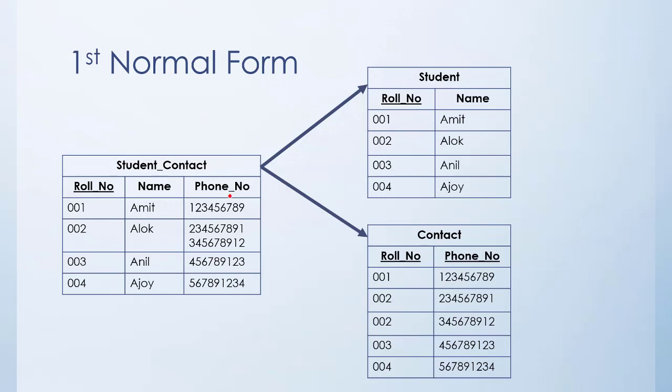So for each and every contact or phone number, a row will be present, and in this relation the roll number along with the phone number will make my composite primary key. So in this way we can convert a schema which is not in 1NF into a schema which is in 1NF.